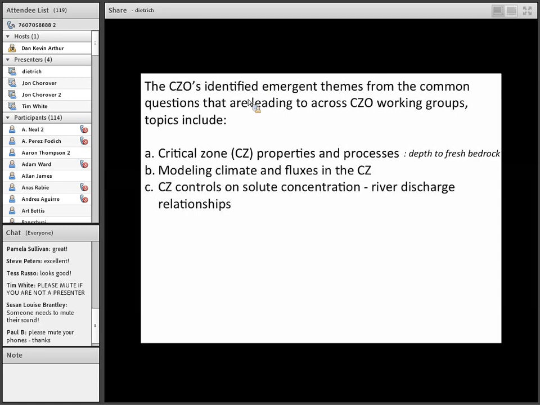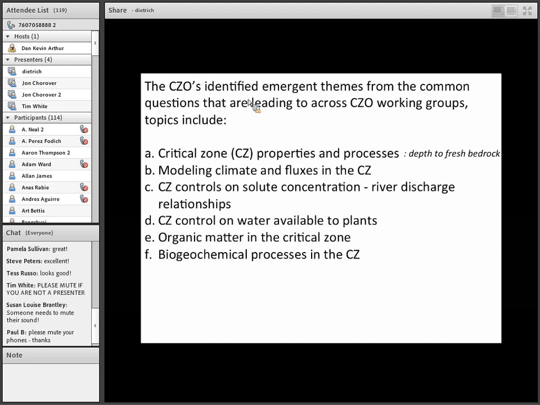Thanks, Bill. So you should stop sharing your screen, and John, you should get ready. Where is Adobe Connect? There it is.